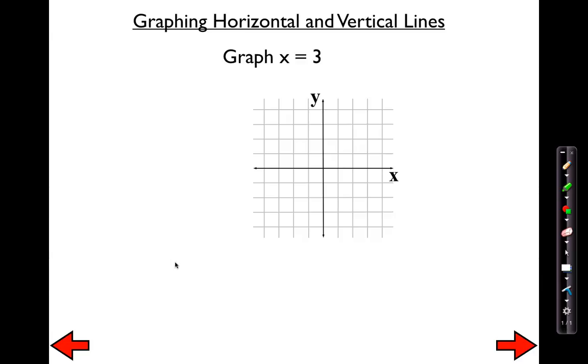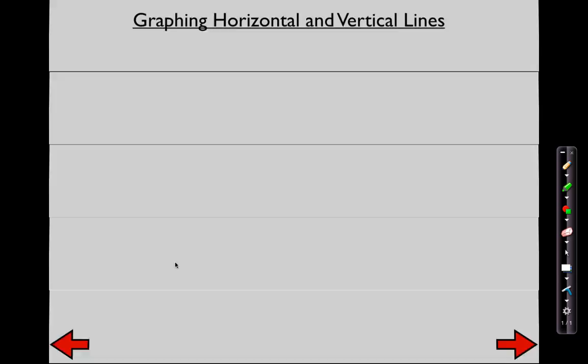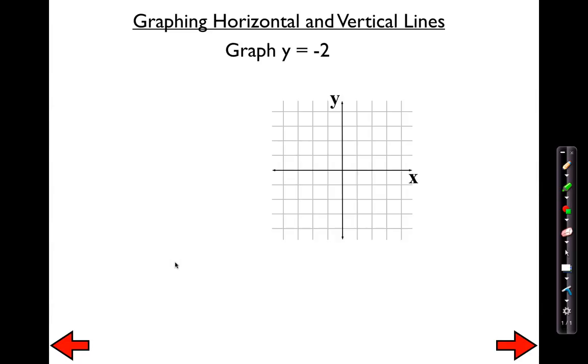Okay, so now what about this one? x equals 3. Again, create a table where all the x's are 3s. And then for y, you can put any number you want. I prefer you to go from -3 to 3, but is it wrong to pick any other points? Definitely not. Here, you're going to plot your points, and you'll notice it is a vertical line. Okay, so this one's definitely linear. Now, let's try this one. Go ahead and pause the video and see what you get.